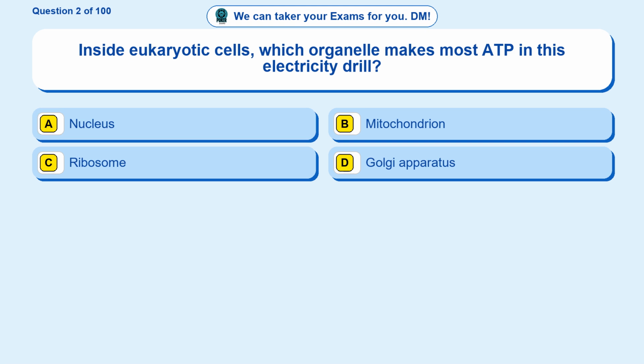Question 2. Inside eukaryotic cells, which organelle makes most ATP in this electricity drill? Option A, nucleus. Option B, mitochondrion. Option C, ribosome. Option D, Golgi apparatus. The correct answer is option B, mitochondrion.